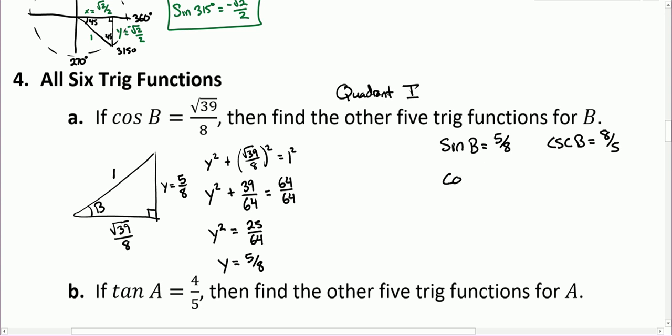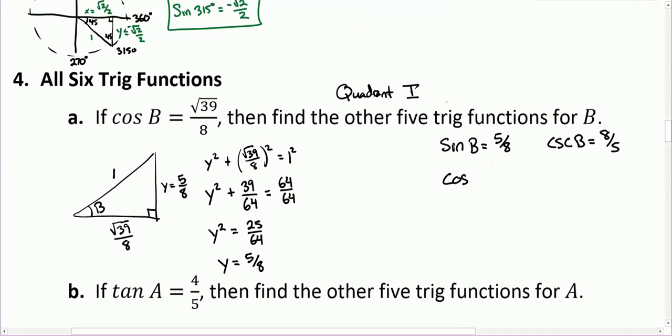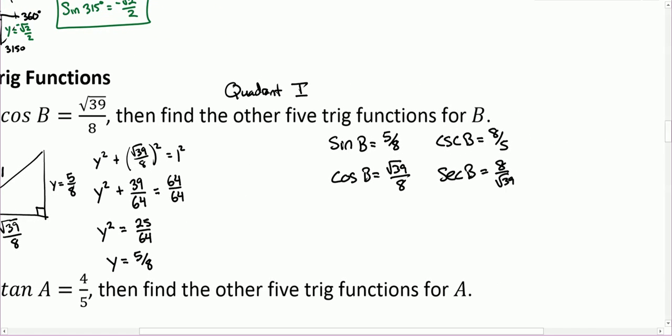I'm just going to rewrite. The cosine of b is root 39 over 8. So this is given to us. So the reciprocal of cosine is the secant. So the secant of b is 8 over the square root of 39. Typically we rationalize the denominator, so if I multiply top and bottom by root 39, I get 8 root 39 over 39.